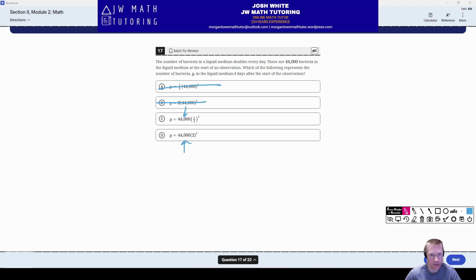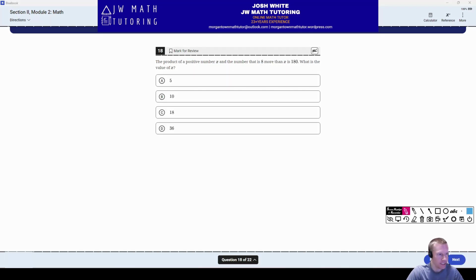And the fact that it's doubling means that the base being raised to your variable, to your exponent, is going to be 2. Doubling means multiplying by 2. So the correct answer for this one is going to be letter D. Basically, C is what the equation would be if it was halving, if it was decreasing by 1/2 over each time period. Basically, it looks like over a day.